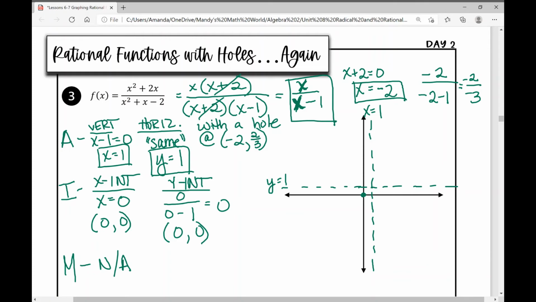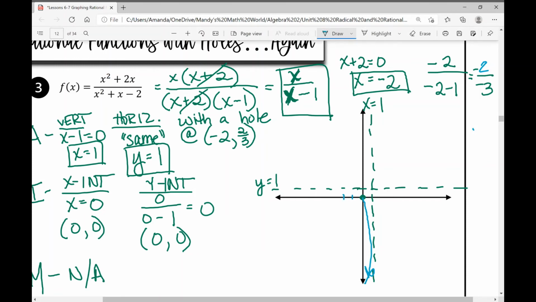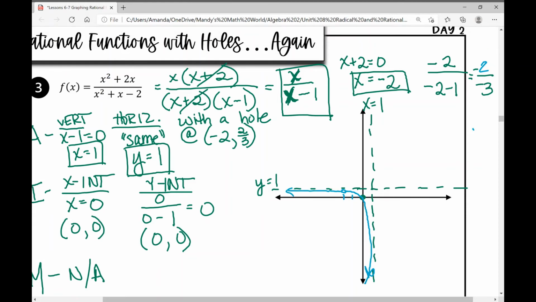So what does this function look like? Here's the rest of the function. The function in this lower left quadrant is going to approach this asymptote down here. Don't forget we have a hole about right there, and that's how we signify that hole in the function. So that's what it's going to look like on the left side of that vertical asymptote. On the right side of that vertical asymptote, because it doesn't meet at that asymptote, I know the rest of the function is going to be above that horizontal asymptote, just like that.